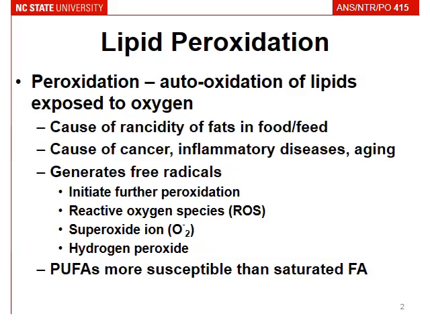So although there are many components within our cells that can be oxidized and affected by reactive oxygen species, our lipids are the most susceptible, and that's basically because of those double bonds. So when our lipids undergo oxidation, that's called peroxidation, which is the auto-oxidation of our lipids when they're exposed to oxygen. And this is what is causing the rancidity of our fats.